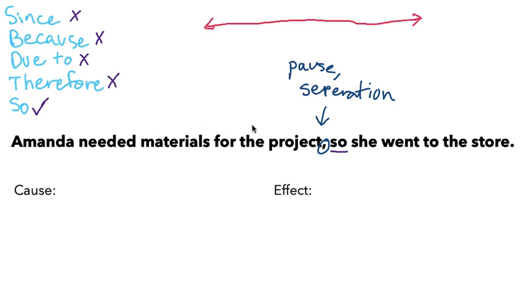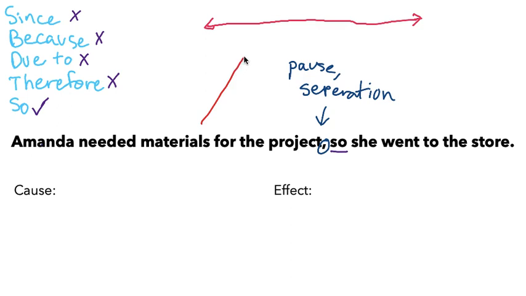These two parts of the sentence are separate because of the comma: Amanda needed materials for the project, and another part, so she went to the store. This will help us decipher which one is cause and effect. We have this timeline up here, and we're going to really solve this logically.